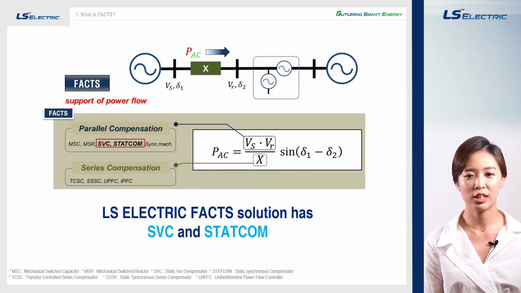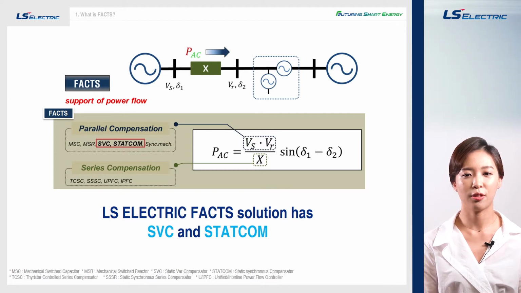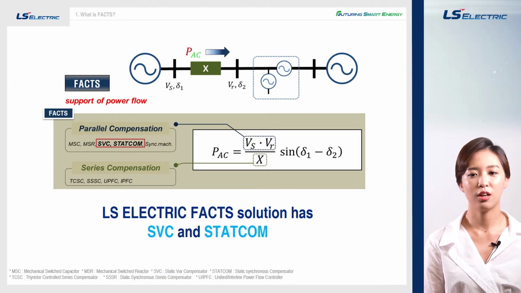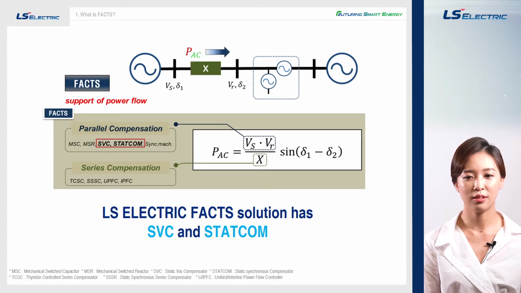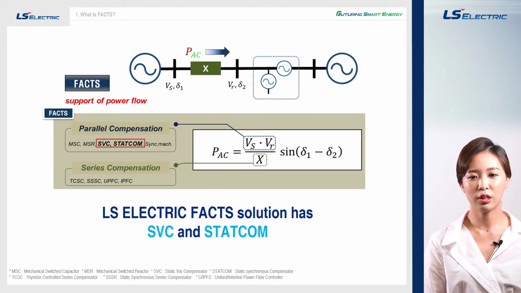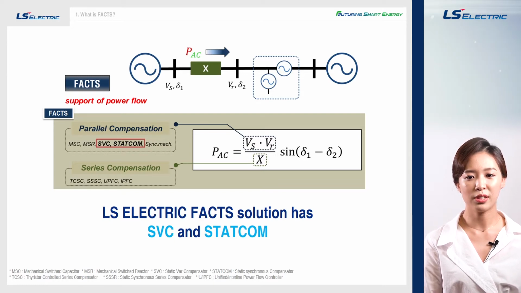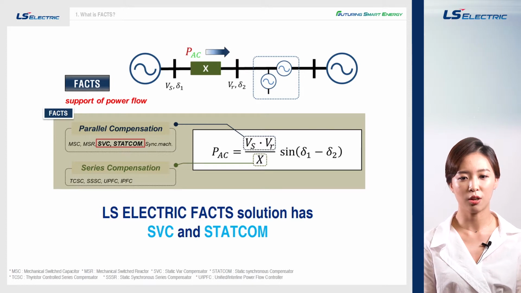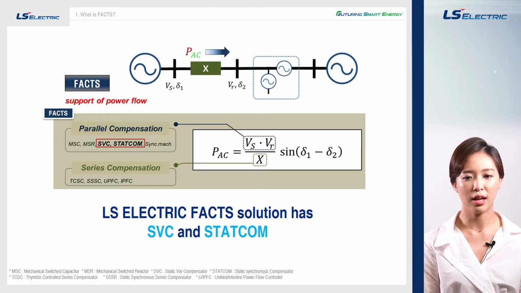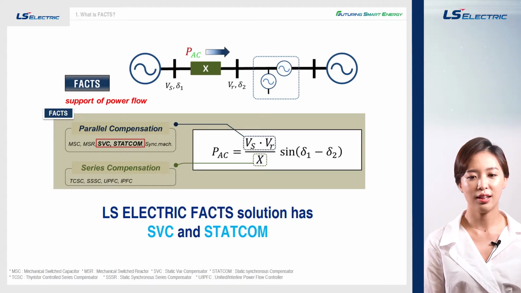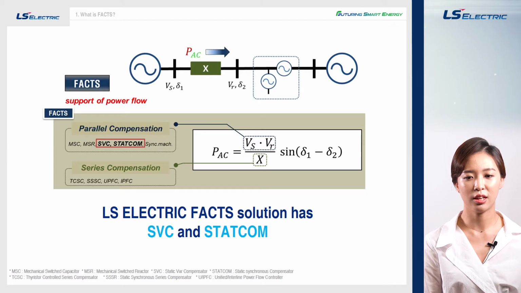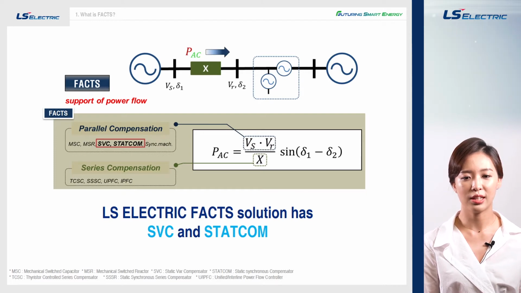Then how is a flexible transmission system made? When you look at the power equation on the right side, there are three parameters that can affect power: voltage, phase difference angle, and impedance. So by controlling one of those parameters, power can be controlled. In the case of parallel compensation systems like SVC or STATCOM, they control the voltage, whereas series compensation systems like TCSC control impedance. Alice Electric has SVC, static var compensator, and STATCOM, static synchronous compensator, for FACT solutions.